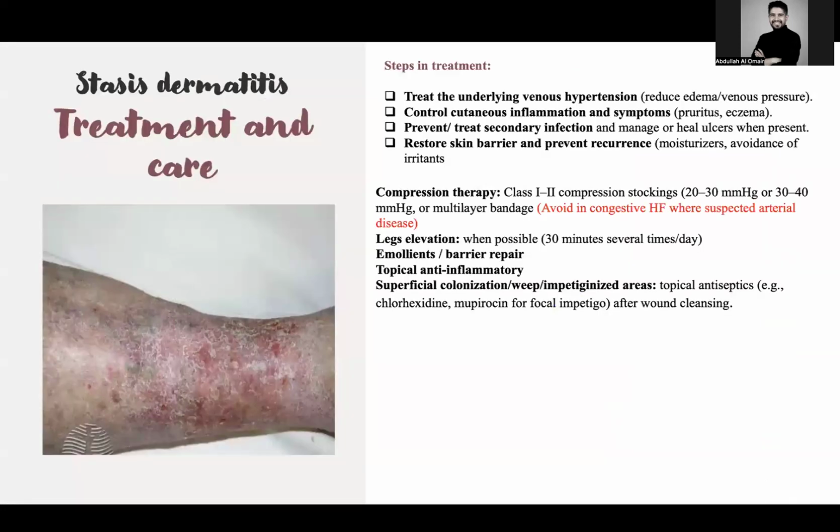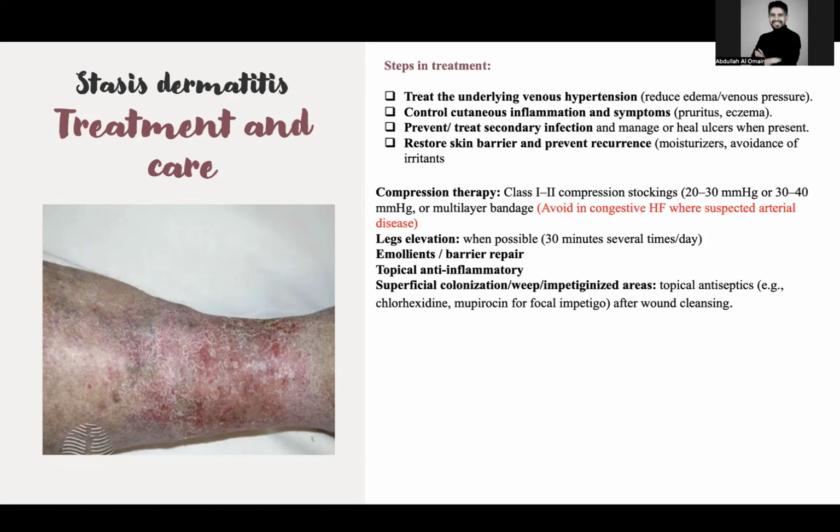In the treatment, we should treat the underlying risk. So we mentioned we have venous insufficiency and we have eczematous dermatitis. In venous insufficiency, if it's not really ulcerated, we treat by two important factors. The first, compression therapy, based on the stage of the venous insufficiency. So class 1, 2 compression stocking is usually enough, or we can use a multi-layer bandage multiple times per day.